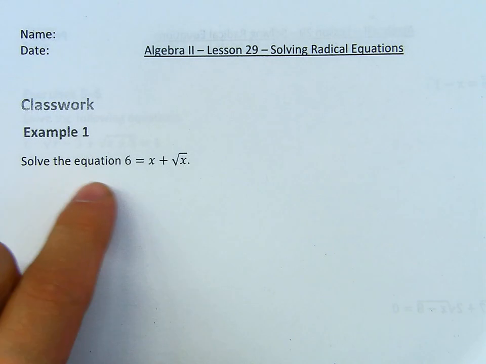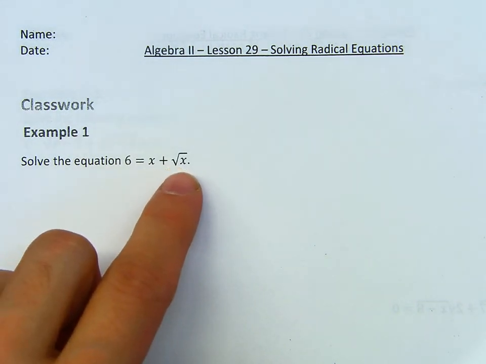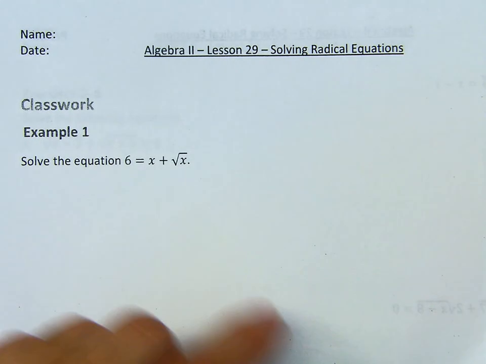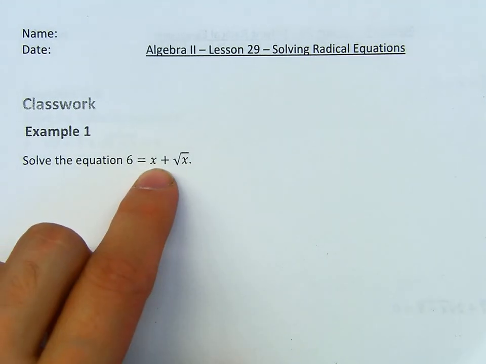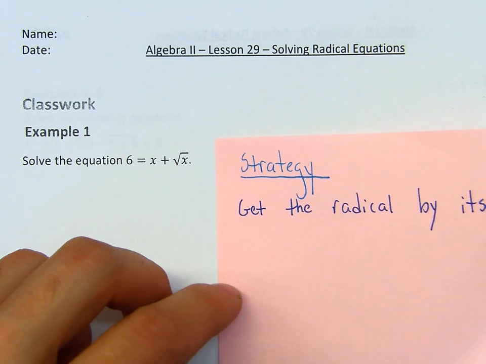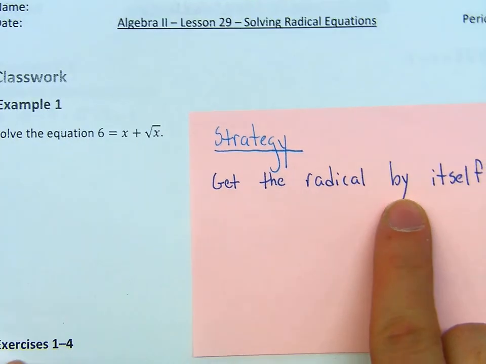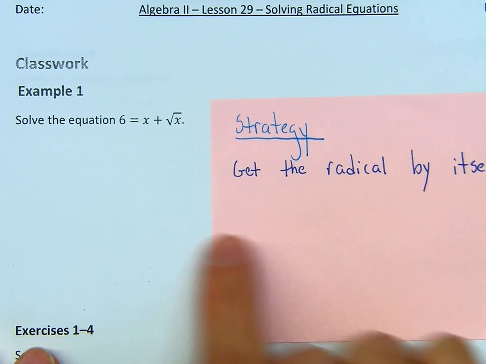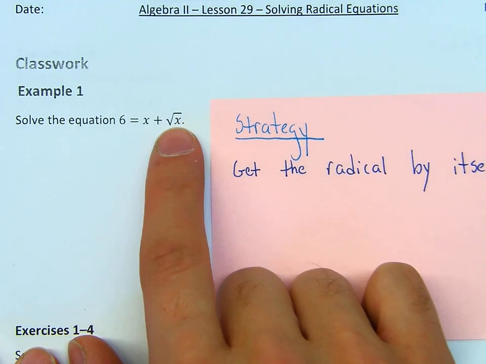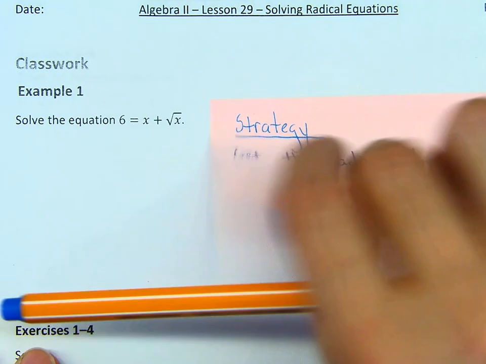So here it says solve the equation. We have 6 equals x plus the square root of x. So how would you try and solve this problem to find the value of x? The strategy is always, we want to get the radical by itself, right? So what would you do to get this square root of x by itself? Pause the video and try and solve it on your own.